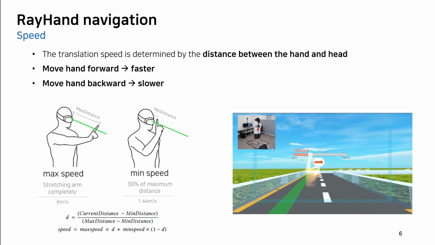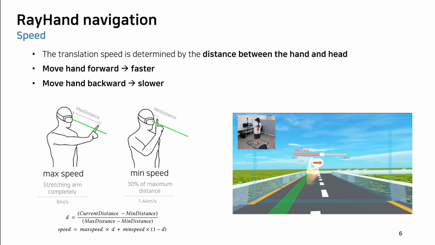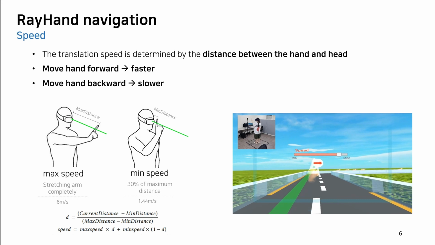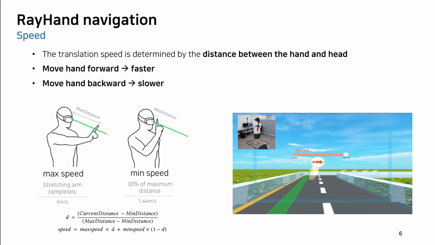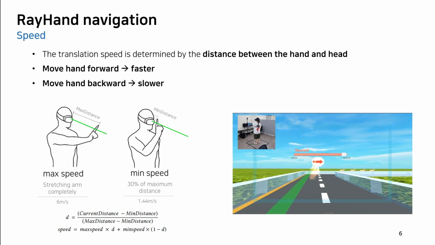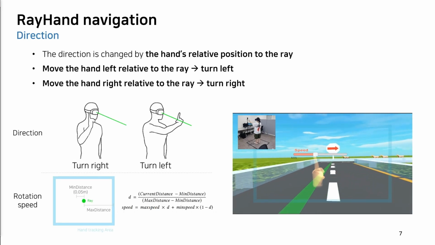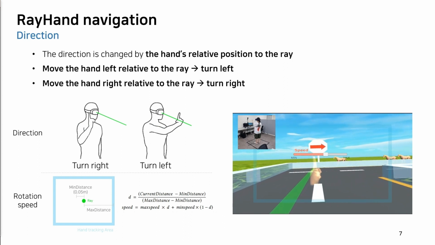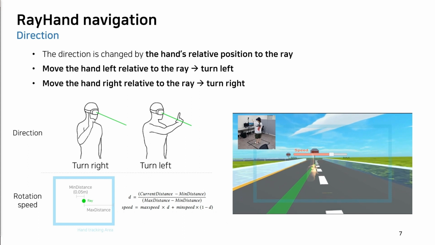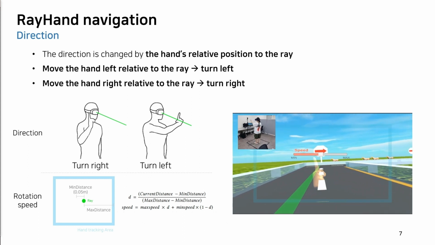The translation speed is determined by the distance between the hand and head along the forward direction of the ray. When the user moves the hand forward or backward, the translation speed becomes faster or slower. The direction is changed by the hand's relative position to the ray. When moving the hand left or right relative to the ray, the navigation direction turns left or right.